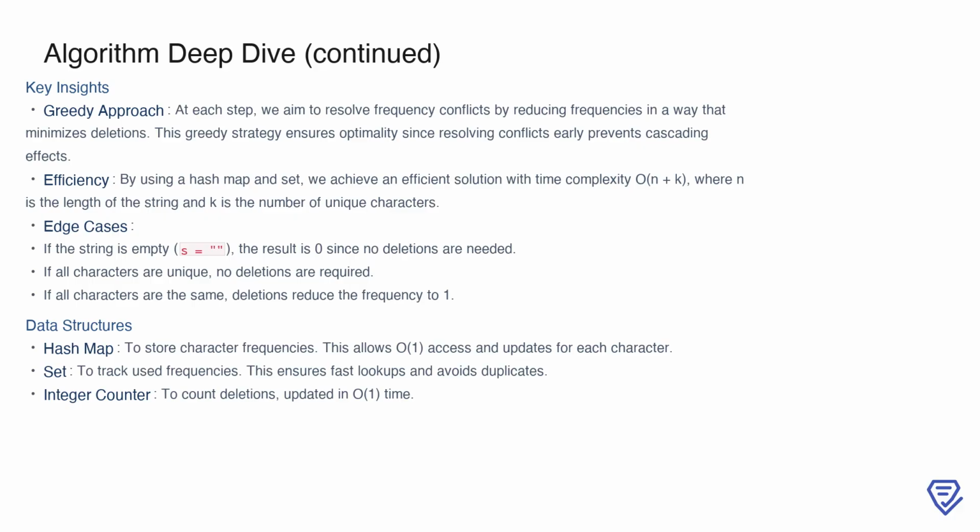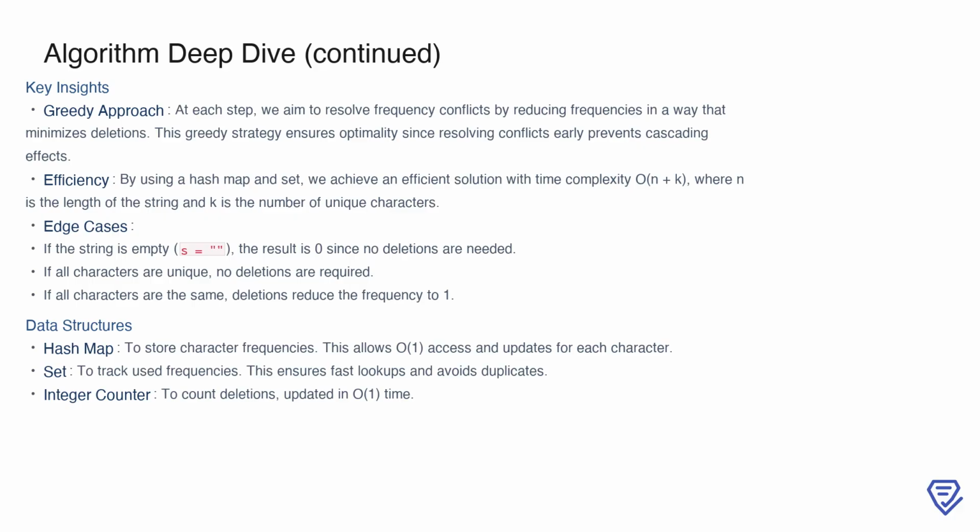efficiency, with a time complexity of O(n + k). Here, n is the length of the string, and k is the number of unique characters. For edge cases, if the string is empty, no deletions are needed, so the output is 0. If all characters are already unique, no changes are necessary. On the other hand, if all characters are the same, we reduce the frequency down to 1 by making deletions.